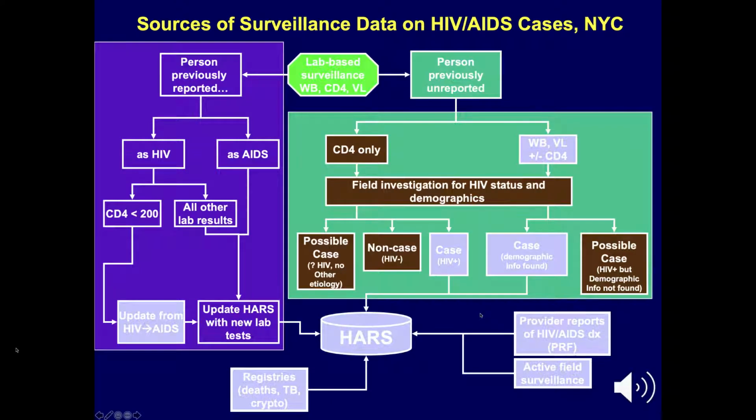And we've seen this flow chart before, but just to revisit it, actually, this is a flow chart that I created in the process of evaluating the surveillance system for HIV/AIDS in New York City, and this is the level of detail that it really does help to get into when you're going through this process.